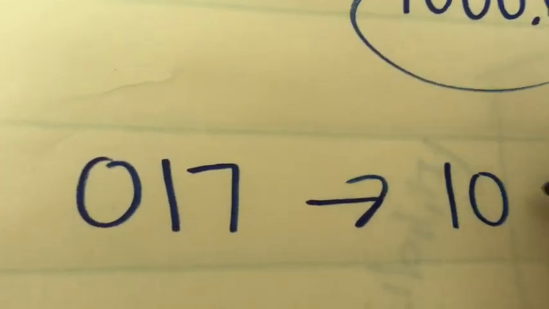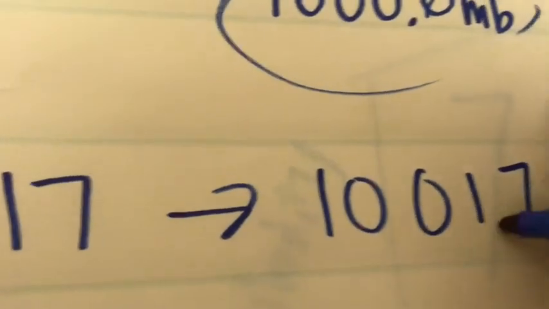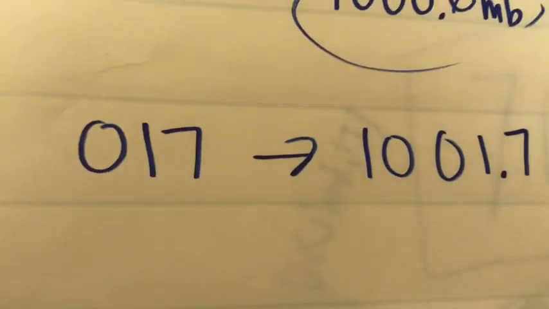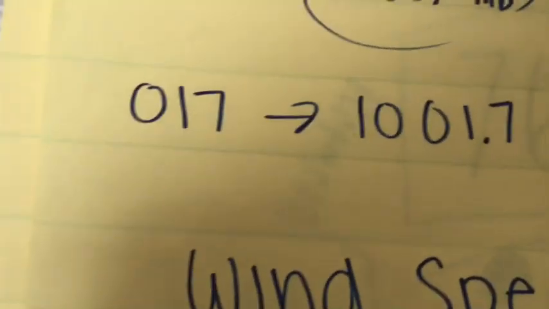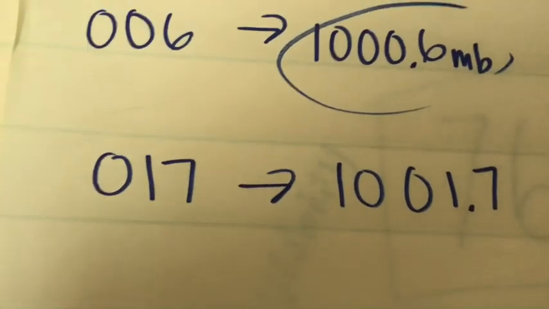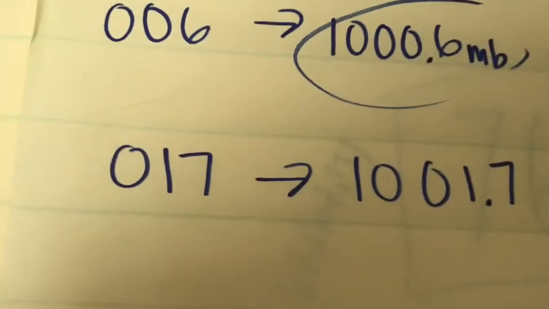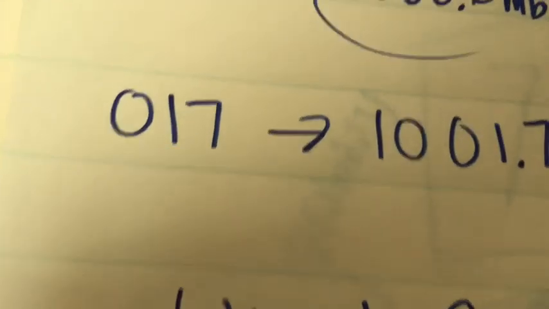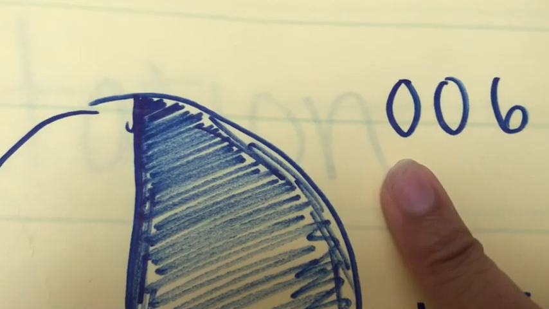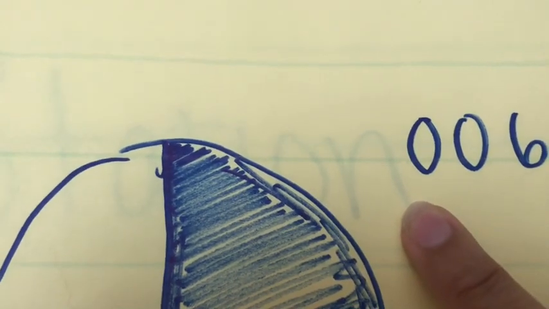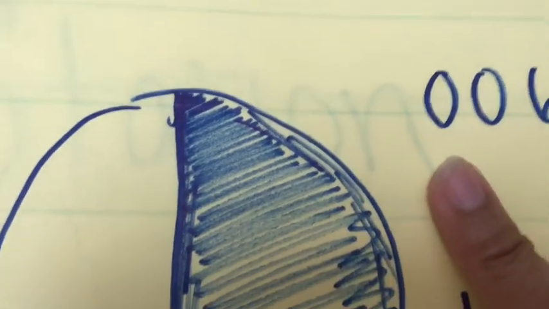Another example is 017. What you want to do is add 10, so 1017, and that would be your barometric pressure. Now, not all the time do you add 10. Sometimes you're going to add a 9. To determine this, and if I say this wrong, I'm sorry, you can always fact check me, if the starting number is less than 5, you're going to add a 10. If the starting number is greater than 5, you're going to add a 9 instead.